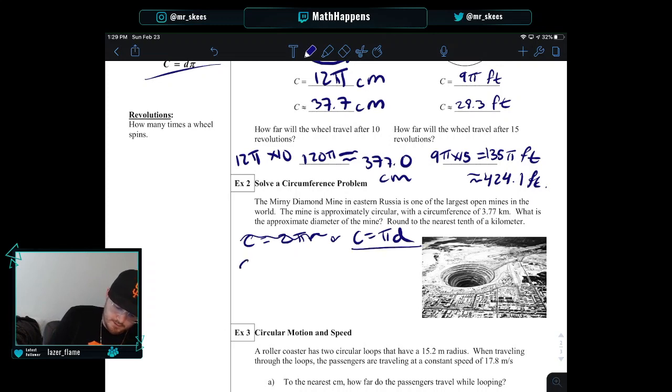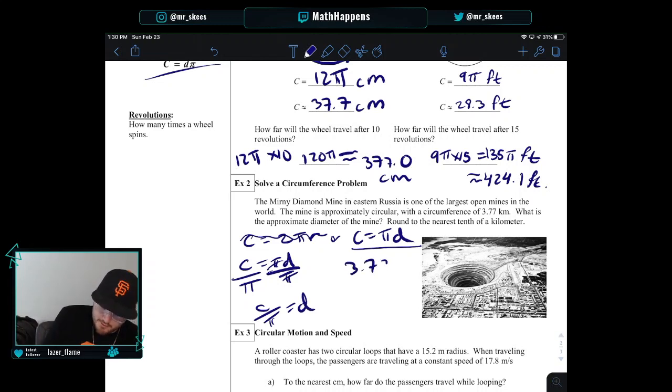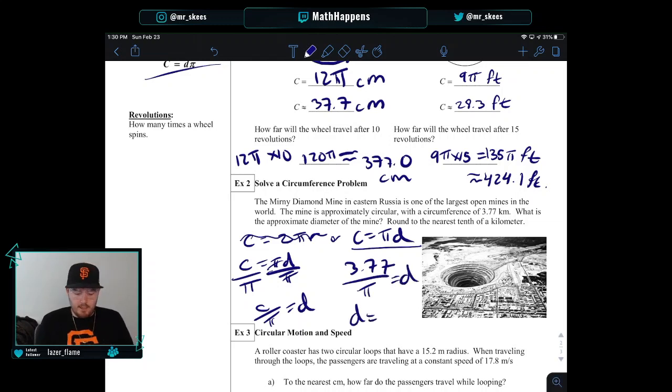Let's use this one. If you want to know the diameter, just divide away pi. So circumference divided by pi gives you the diameter. Boom, so easy. So the circumference is 3.77 divided by pi. That gives you the diameter. 3.77 divided by pi is 1.2, so 1.2 kilometers. We're done. Moving on.